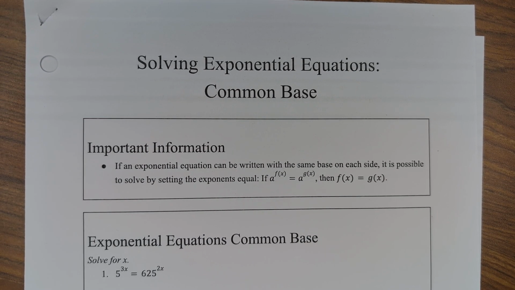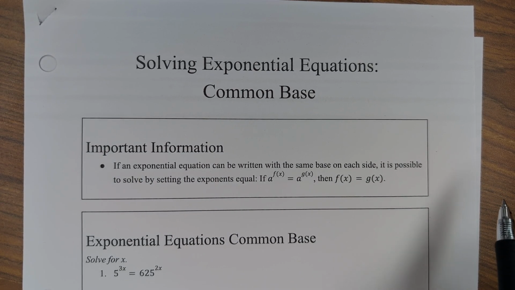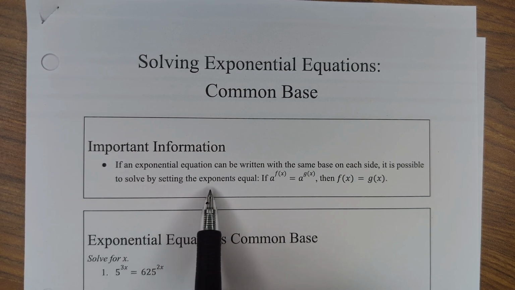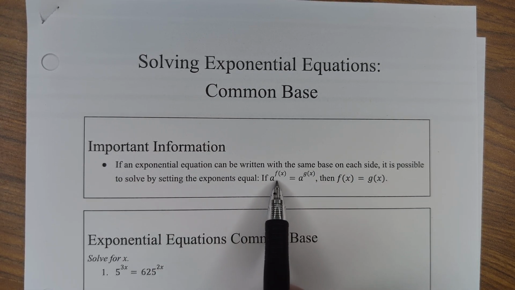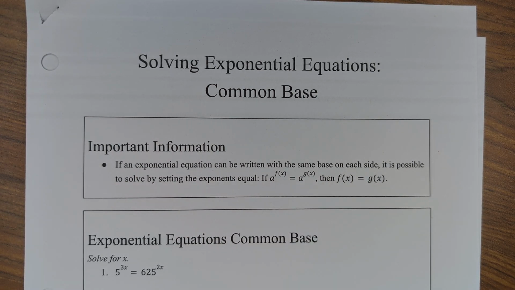Here we have the notes for solving exponential equations with a common base. That's one of two solution methods we have available to us. An exponential equation can be written with the same base on each side. It's possible to solve by setting the exponents equal. So if your bases are the same, in this case a, and we have expressions in the exponents, then the exponents must be equal if the bases are equal.